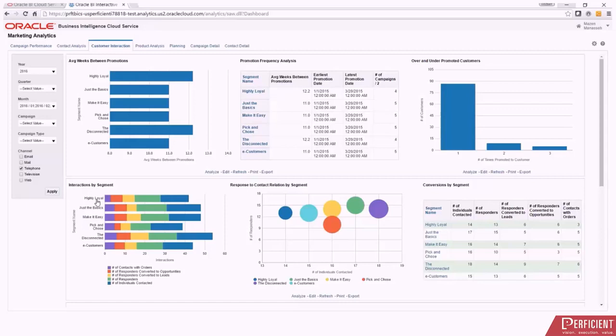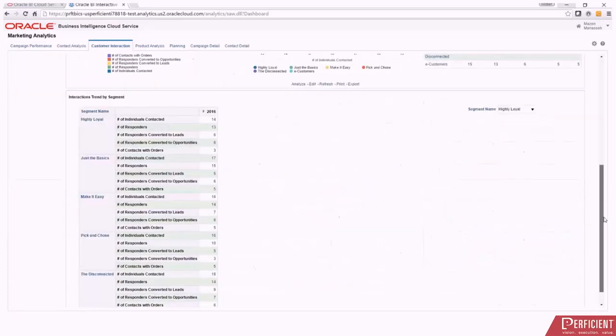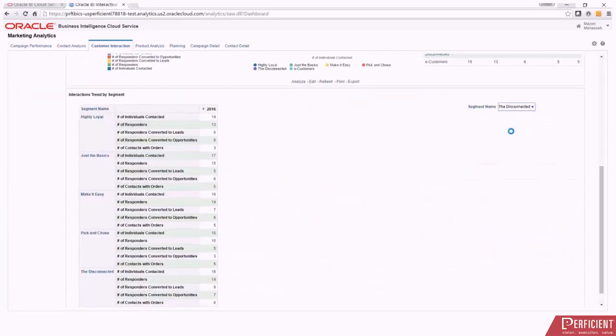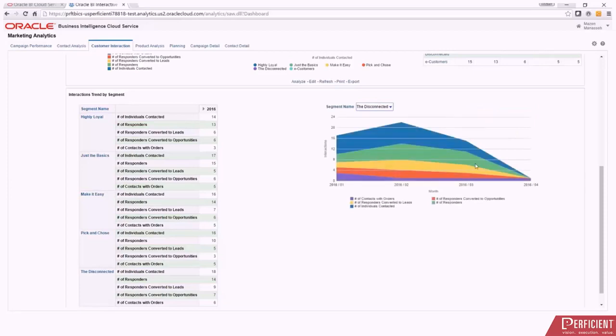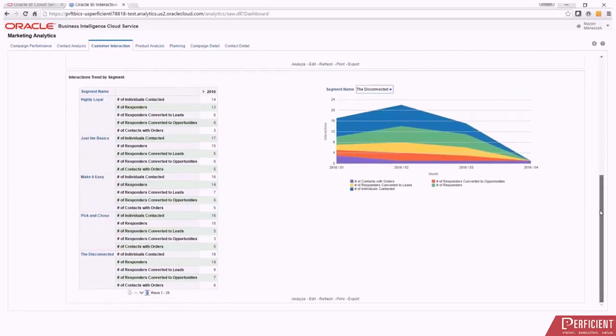Interactions by segment is showing me how each segment of my contacts is behaving. Of the people we contacted, how many responded and how many converted into real opportunities and orders. Interactions trend by segment: here I notice that the blue area is increasing, so we are contacting more people, but the responders, leads, and orders are not increasing. So I know we need to reduce our spending on that segment or make an adjustment in our existing campaigns for that group.